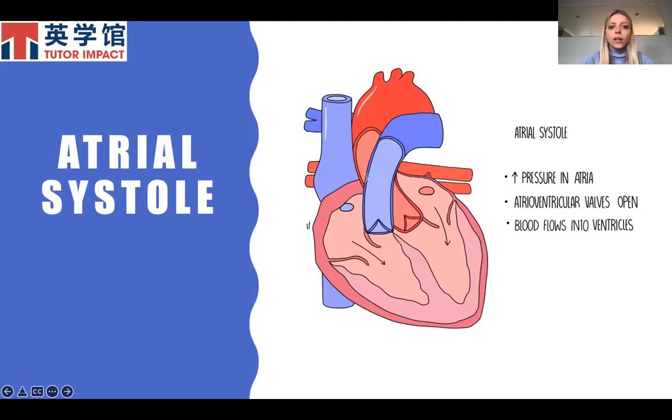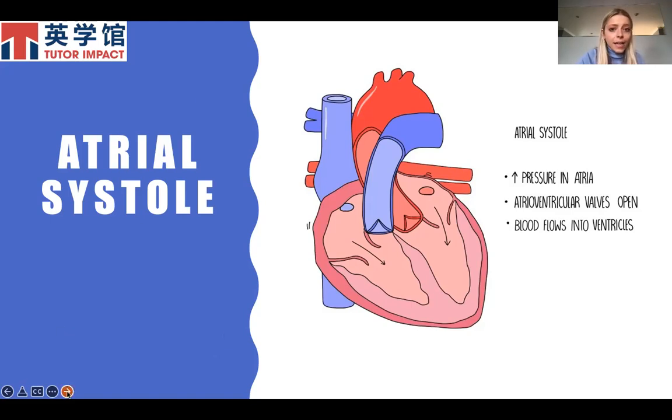In turn, the pressure caused by the atria squeezing forces the atrioventricular valves to open, which we discussed before, so these valves here, and due to the pressure, this pushes the blood from the atria into the ventricles. So that is the first step in that cycle. The blood from the atria is squeezed and by the pressure is forced through those valves into the ventricles, which are both at the bottom of the heart.